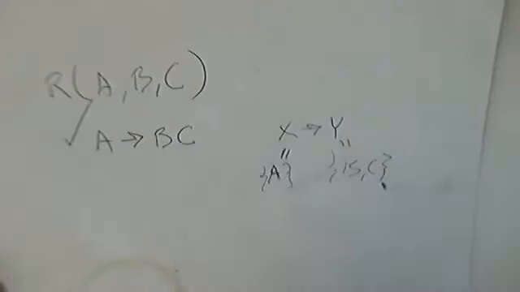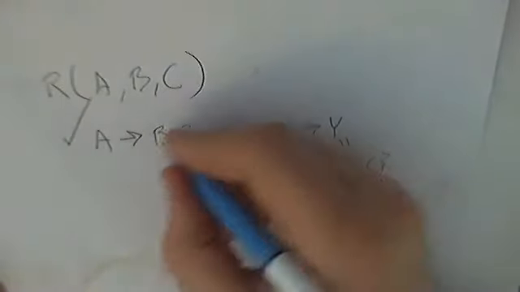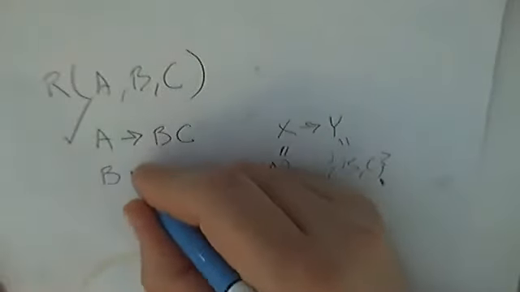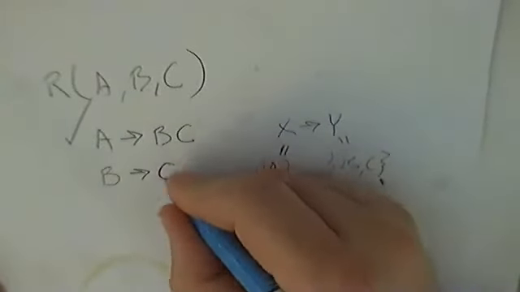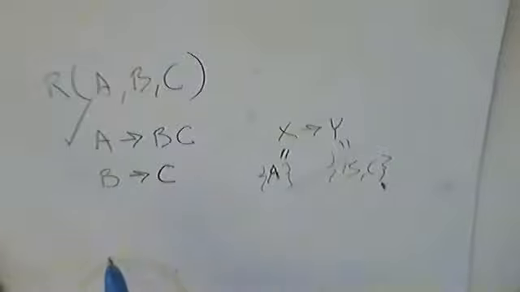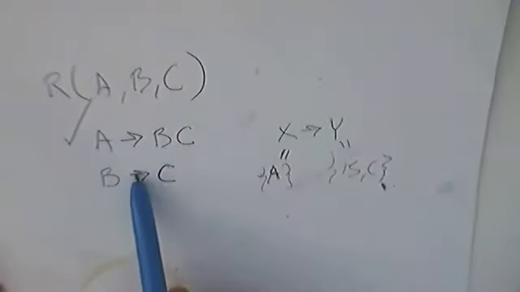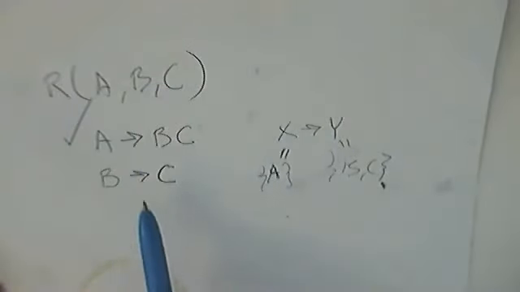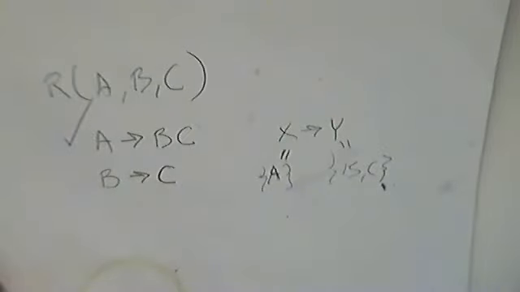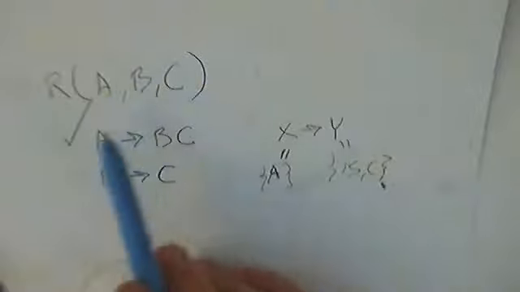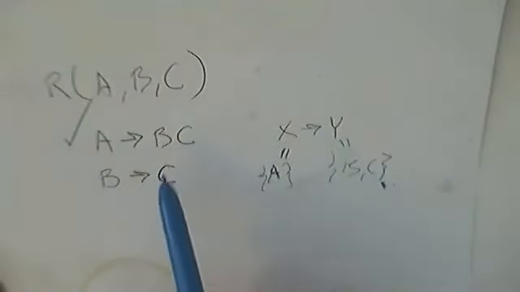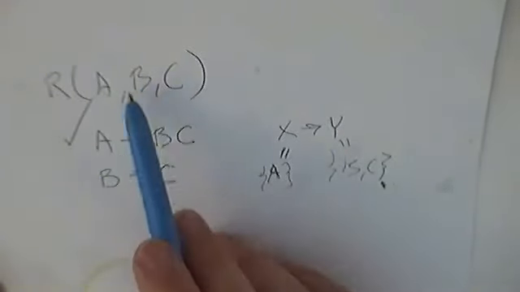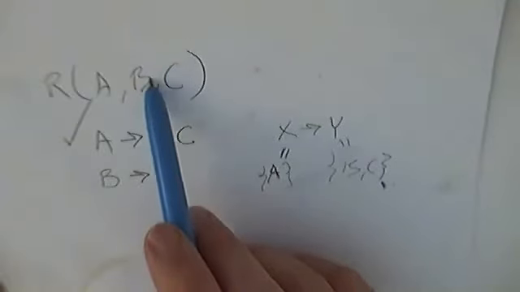Now, let's add another functional dependency in here: B goes to C. So these are the functional dependencies that now hold over this. Let's not worry too much about what the real world interpretation might be, but we can come up with a real world interpretation where this is the case.